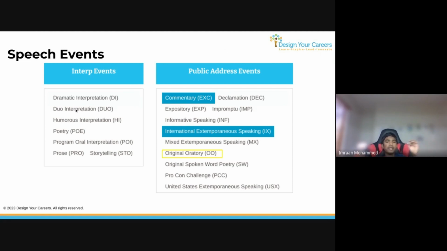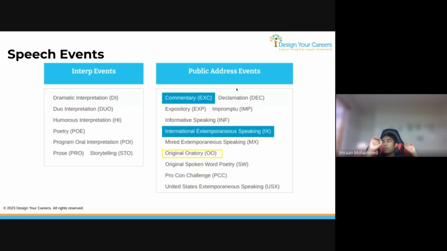Duo interpretation is when you'll have two people. That's pretty unique in terms of speech and debate, but it exists. So these are all our public address events. They're pretty common. I would like to go over the original oratory and impromptu events, as those are the most commonly participated in. Original oratory is what you think of when you give a speech. You can write a speech on basically any topic and just give it. It'll typically be around 10 minutes long.